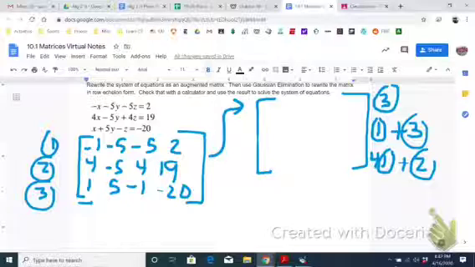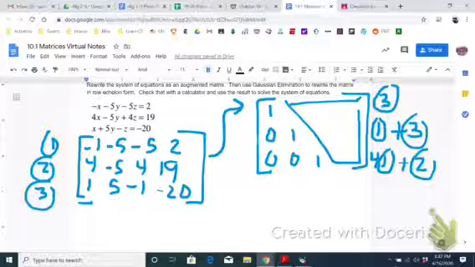My goal is to eliminate one variable at a time, just like elimination with systems when it's not a matrix. So my goal is to get this first row to be 1, 0, 0. And then after that, I want to get a 1 there and a 0 there, and then after that, a 1 there. Then these other numbers here will tell me what x, y, and z are.